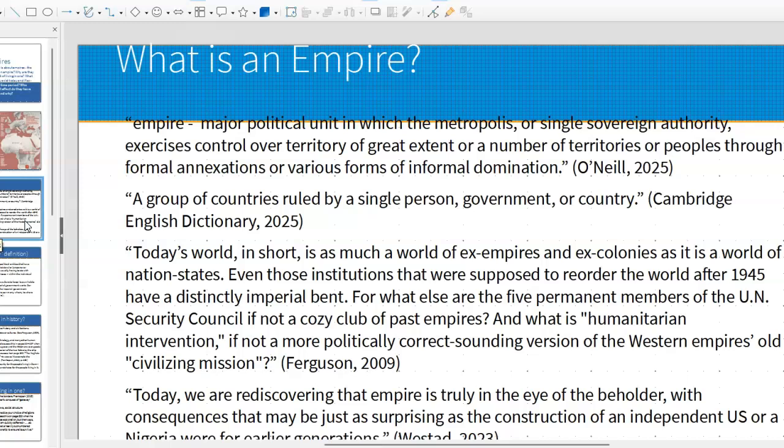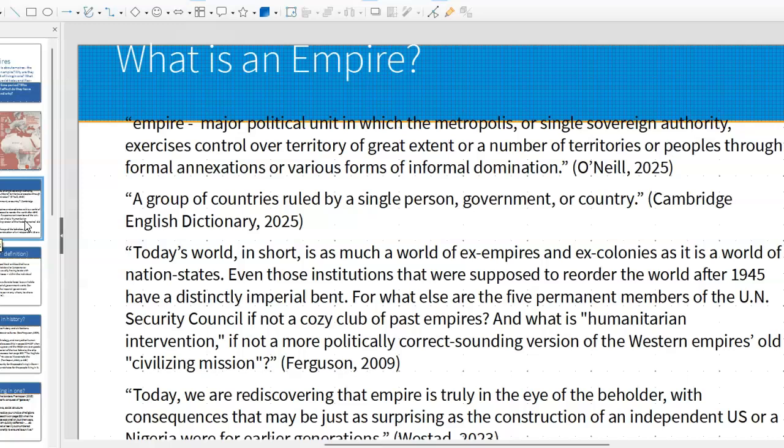O'Neill, which many of you used because it was from Britannica, calls it a major political unit in which the metropolis, or a single sovereign authority, exercises control over territory of great extent or a number of territories or peoples through formal annexations or various forms of informal domination. Again, that's from Britannica. The Cambridge Dictionary, very similar to the Oxford Dictionary, calls it a group of countries ruled by a single person, government, or country.